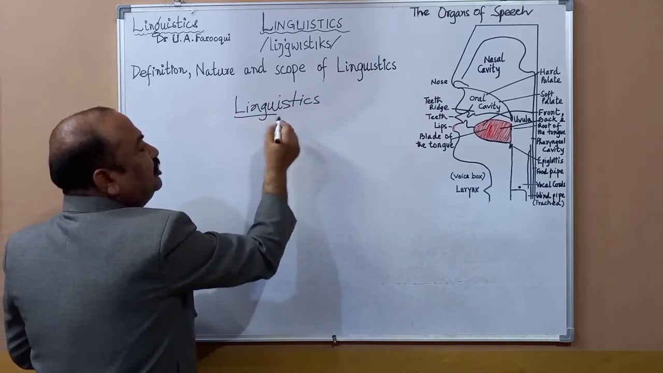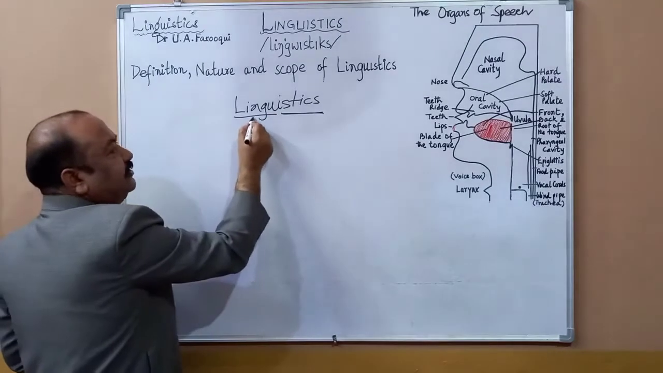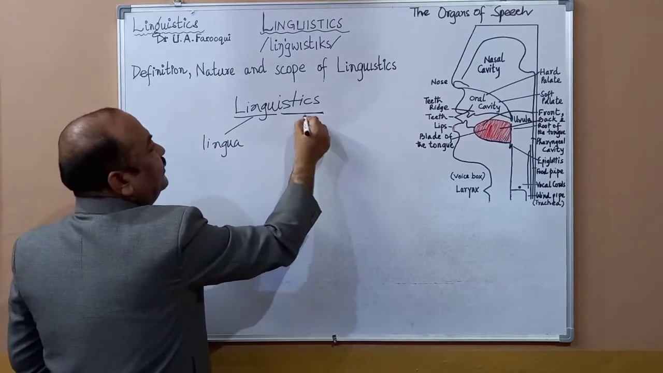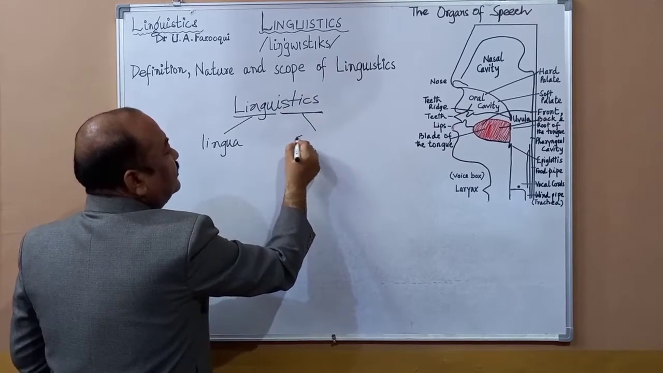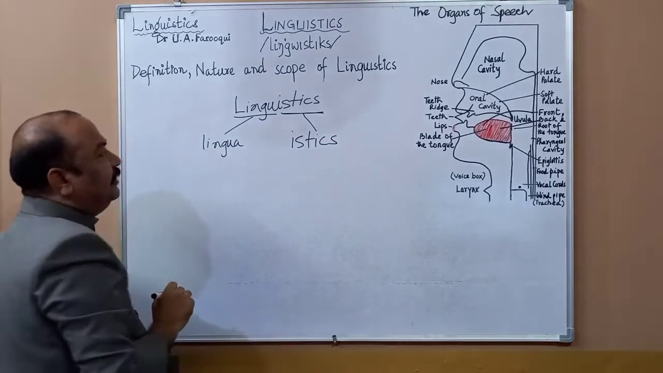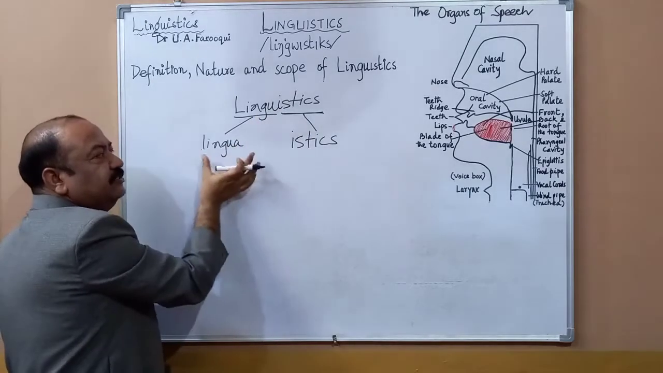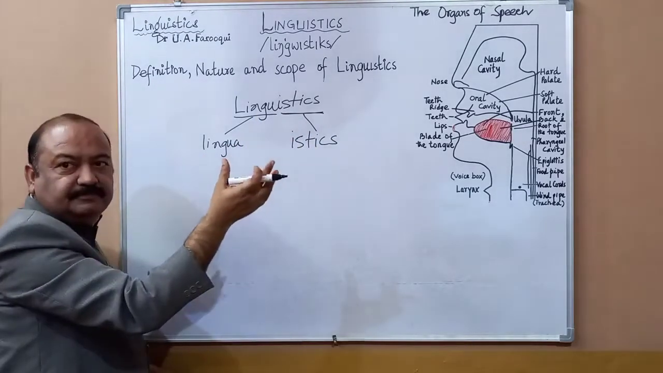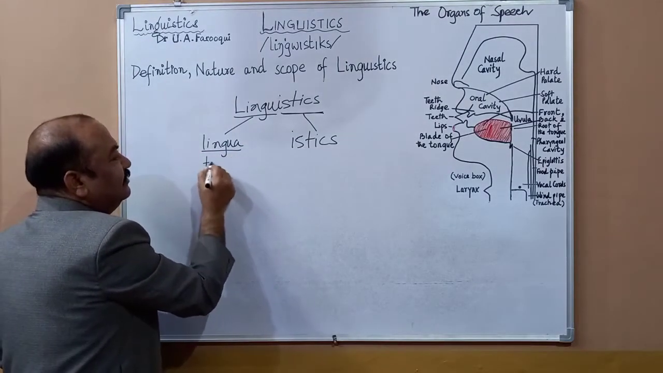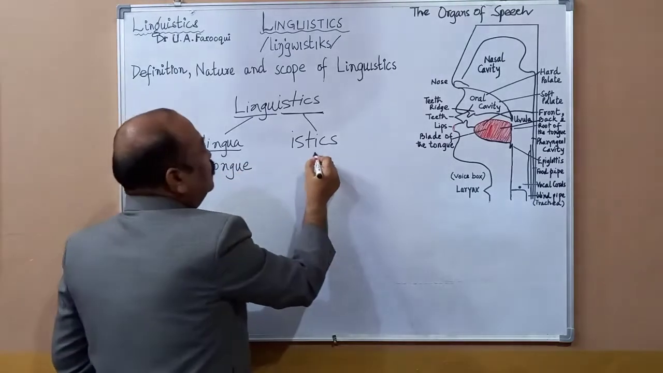It is a combination of two words. Here you have lingua, and the other word is ics. This is how it is: linguistics. And this word, linguistics, is derived from the Latin word. This lingua is a Latin word. What does lingua mean? Lingua means tongue. And ics means knowledge.